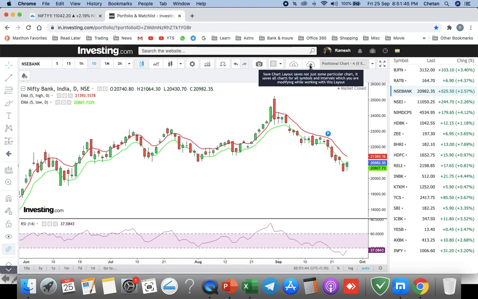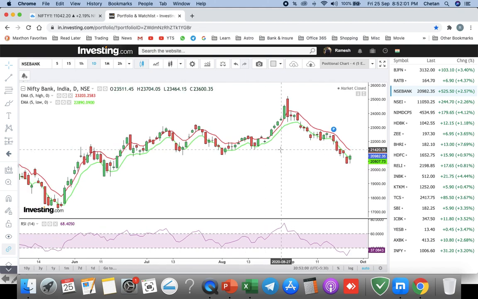You can just save the chart. It will ask you for the name you want to save it under, so that you do not have to set it up every now and then. Just save with your login credentials, Facebook credentials or any other credentials, and then save the chart setup, so that every time you will not have to go and do these settings.